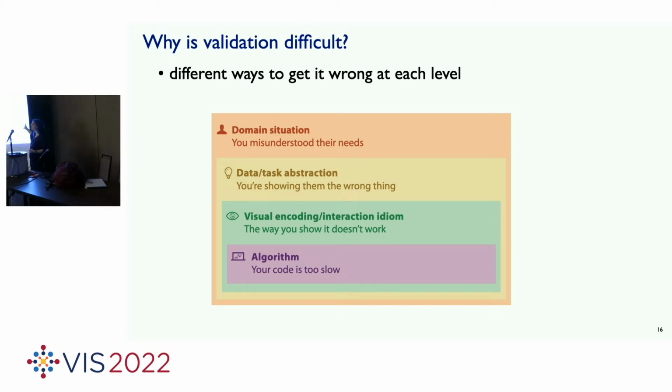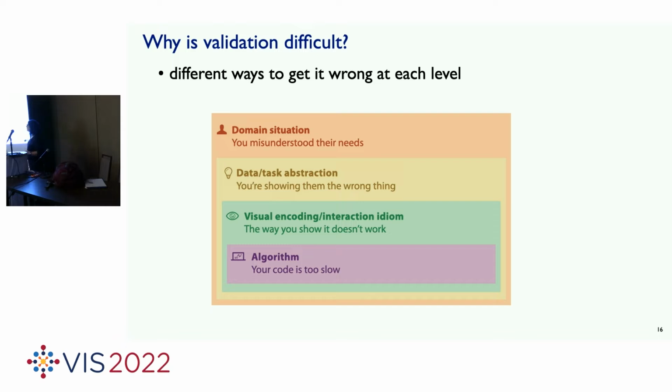At the domain situation, if you, for example, never even talk to your target users, you might not understand what they need. That's what can go wrong. Now, at the abstraction level, you might make poor choices about what to show them. It turns out that you don't just have to take the data as you're given it, you could transform it to some other form. And so if you have the wrong data abstraction, if you're showing them the wrong thing, the best visual encoding in the world can't solve their problems.